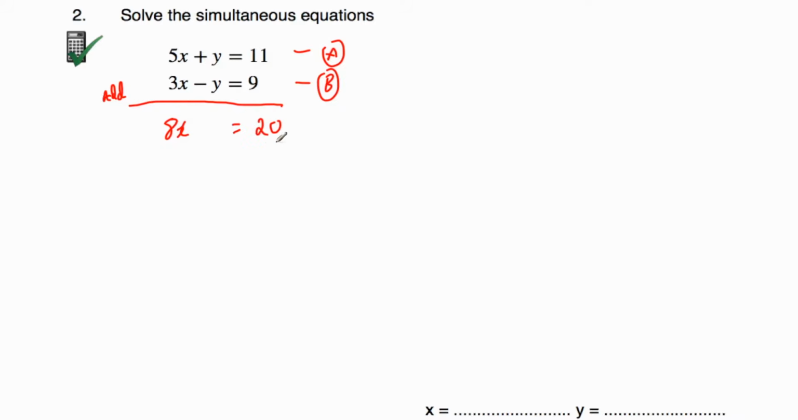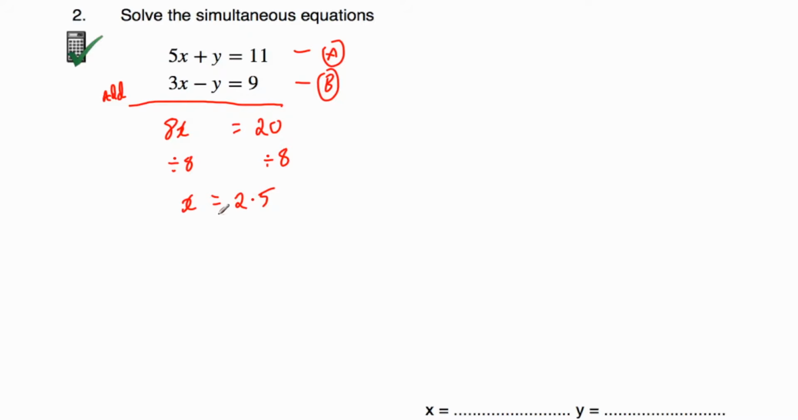So we've got 8x equals 20. Now we want to find out what x is, so let's divide both sides of this equation by 8. So divide by 8 and divide by 8. We were dividing by 8 to get rid of the times by 8, so we'll just be left with x. And on our right hand side, and this is a calculator question, 20 divided by 8 will be 2.5. So x is 2.5.